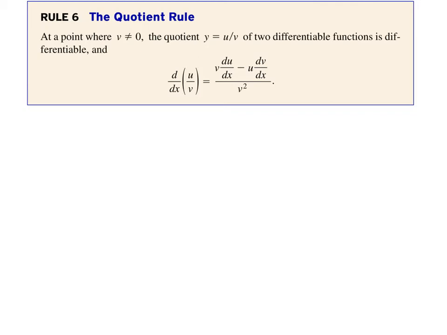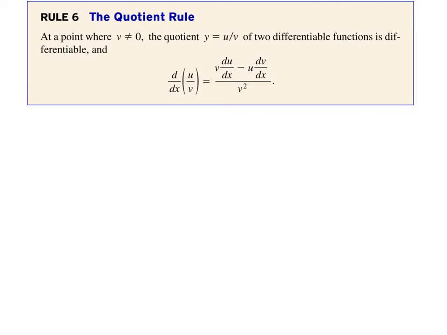Say it with me. Low d high minus high d low over low low. One more time. Low d high minus high d low over low low. Say it again like 10 times. Hit pause. Say it 10 times.